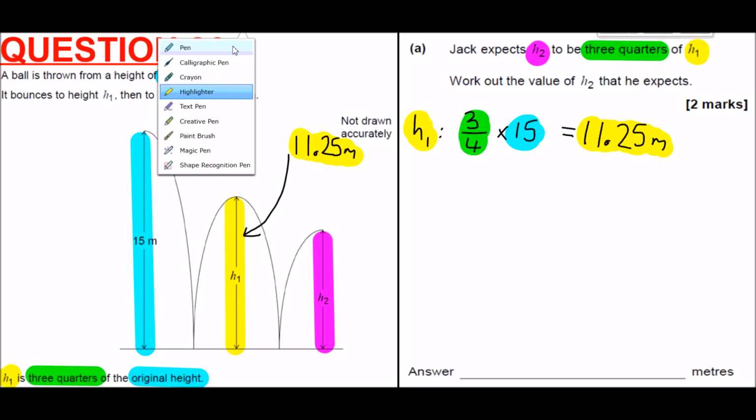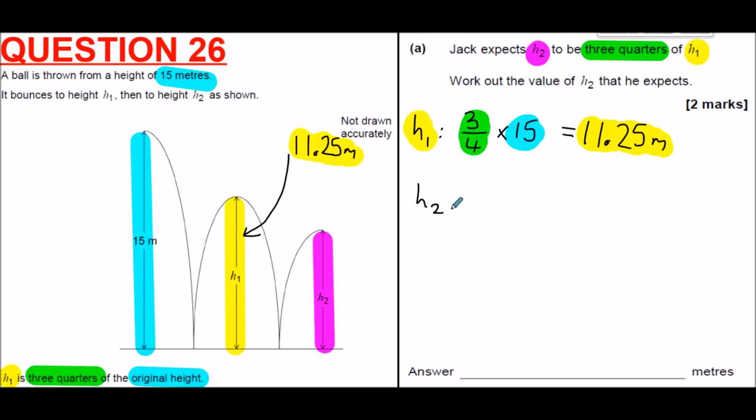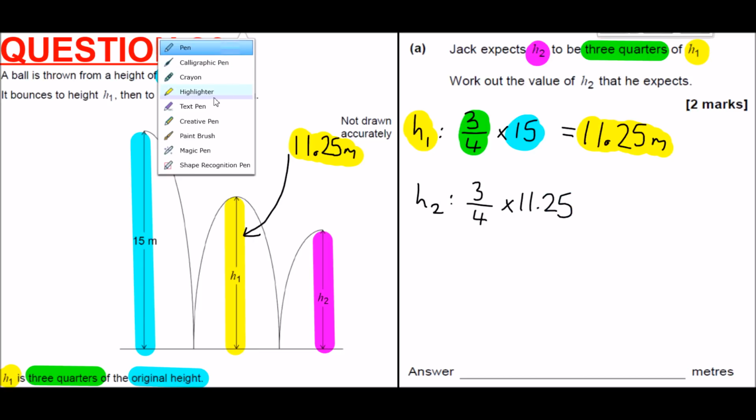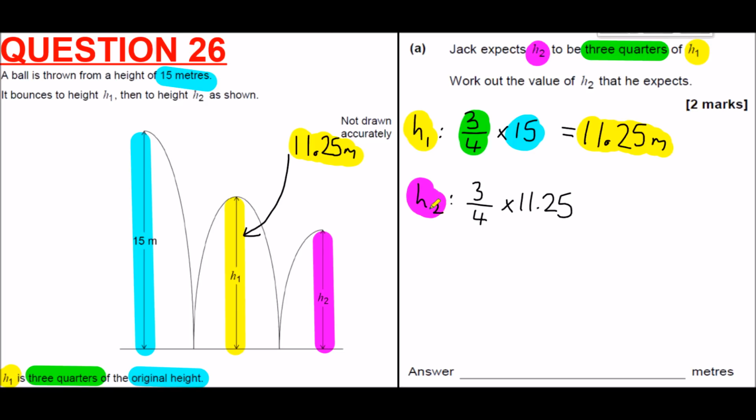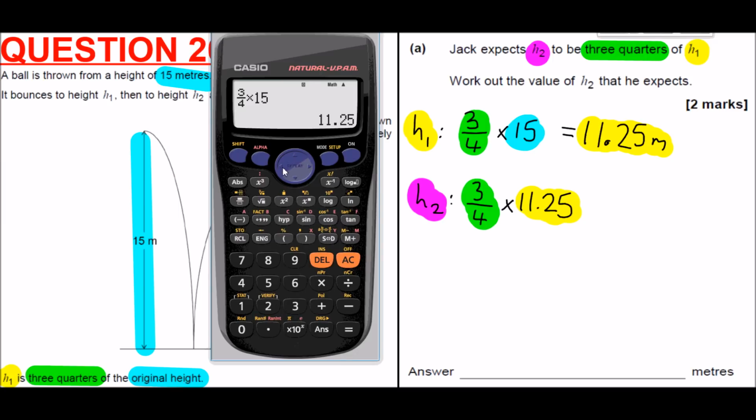Then it says what Jack's expecting. Jack's expecting h2 to be 3/4 again of whatever h1 was. Well, h1 from before was 11.25. And so he's expecting h2 to be 3/4 of what we've just found out, which is 11.25. So now it's doing the same fraction, but now of a different amount. So now we need to do 3/4 of 11.25, which is 8.4375.